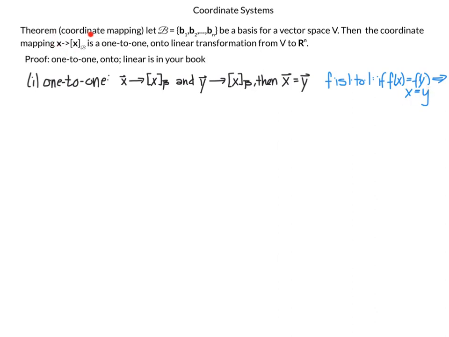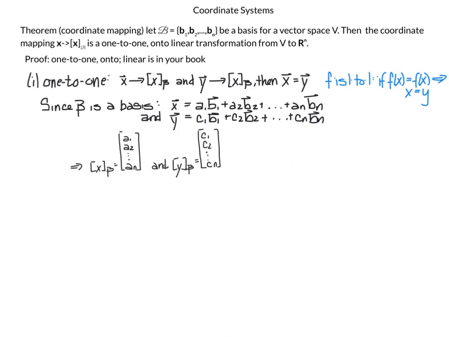So if I want to show that this mapping is one-to-one, I need to show that there are two elements. I'm just going to choose x and y as vectors in V that get mapped to the same coordinates with respect to beta. So here I have my coordinate x with respect to beta, and y does get mapped to y with respect to beta, but I'm going to set these two equal, just like I did here. Then what I want to show is necessarily x must equal y for this statement to be true.